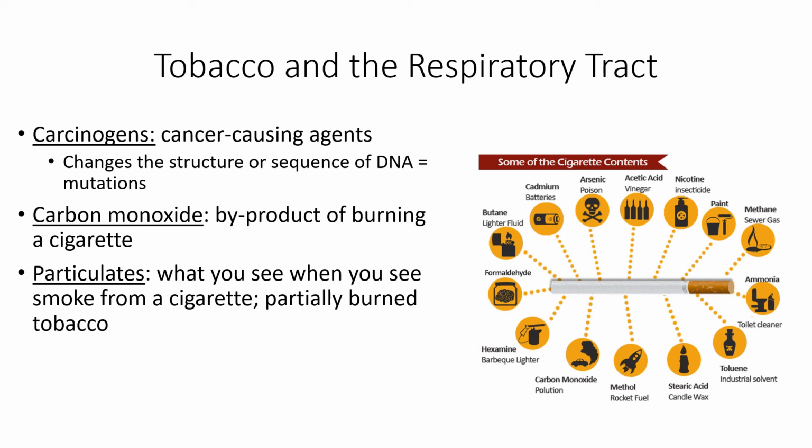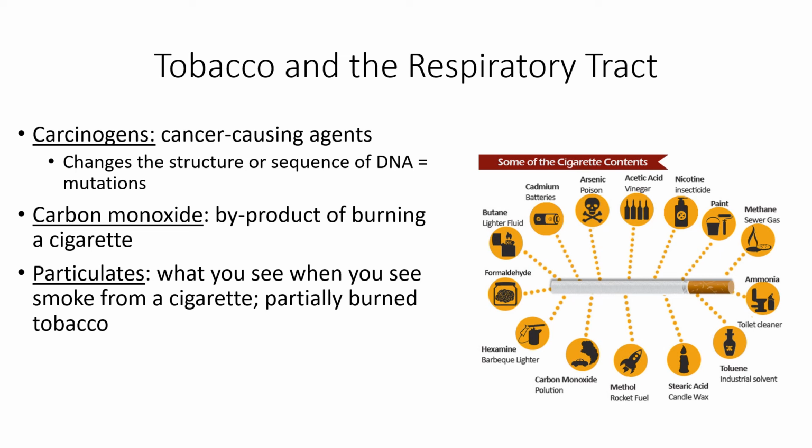Carcinogens are cancer-causing agents. This means that they are going to change the structure or sequence of DNA, which is going to cause mutations. If you think about mutations, say, as in X-Men, or something that causes something really cool like evolution, that's great. But these are not good changes. These changes are going to cause cancer.